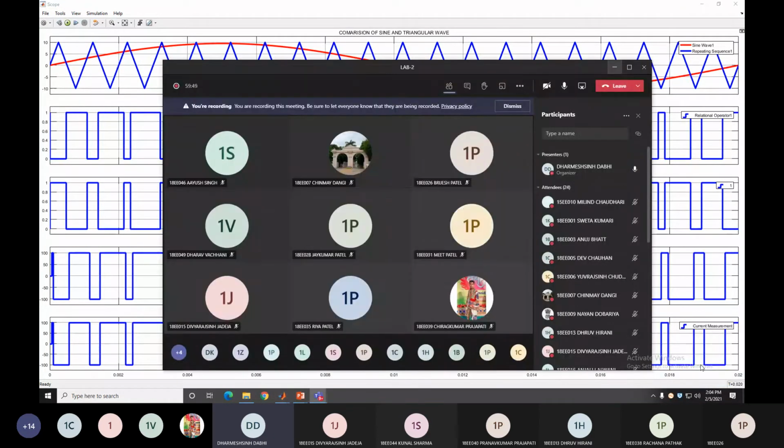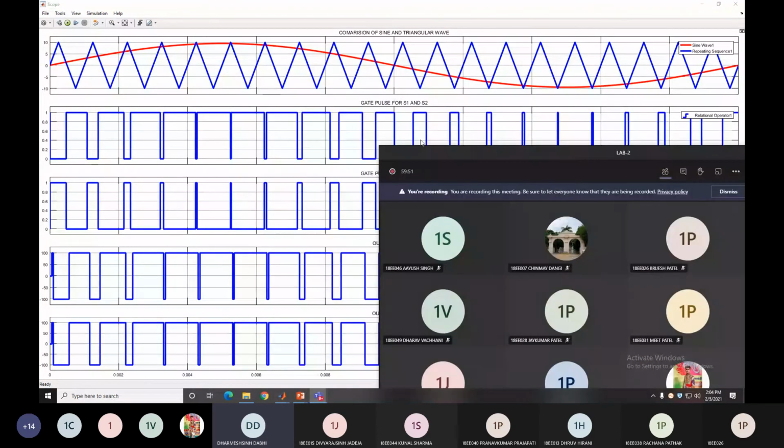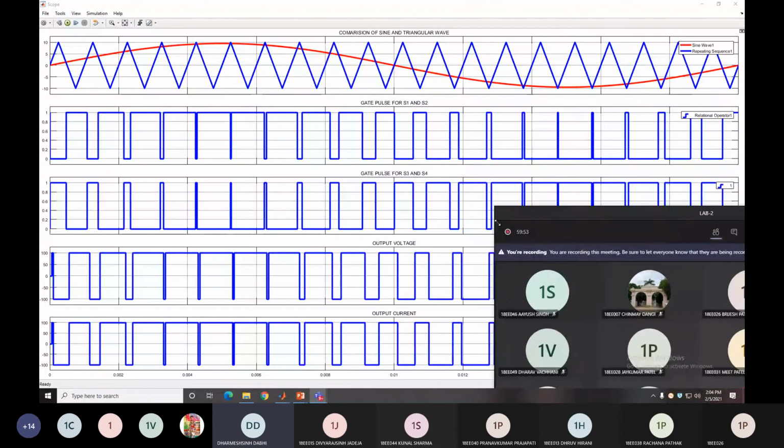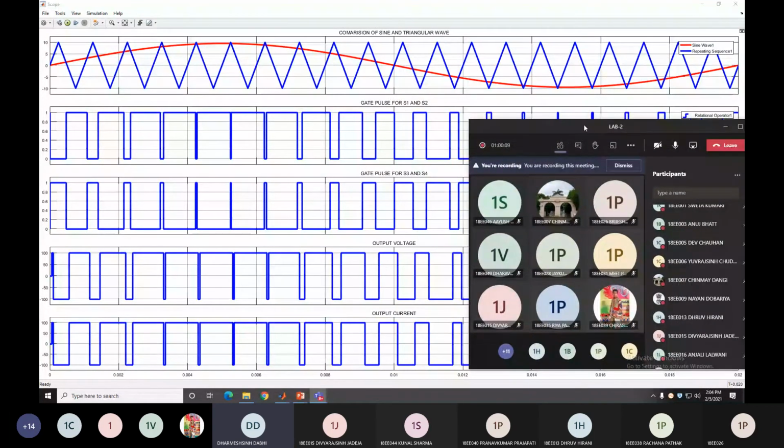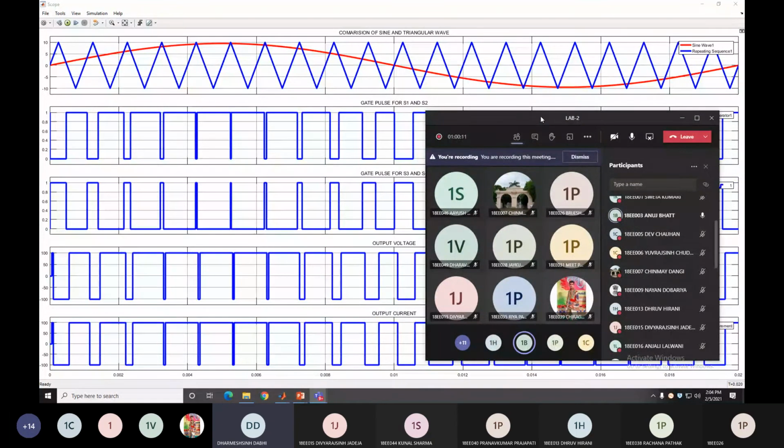Yes, anyone? What is the difference in this? Anyone? Number 3, Anuj. Number 3, Anuj. Sir, I don't know. Yes, speak. I have no idea. Why?